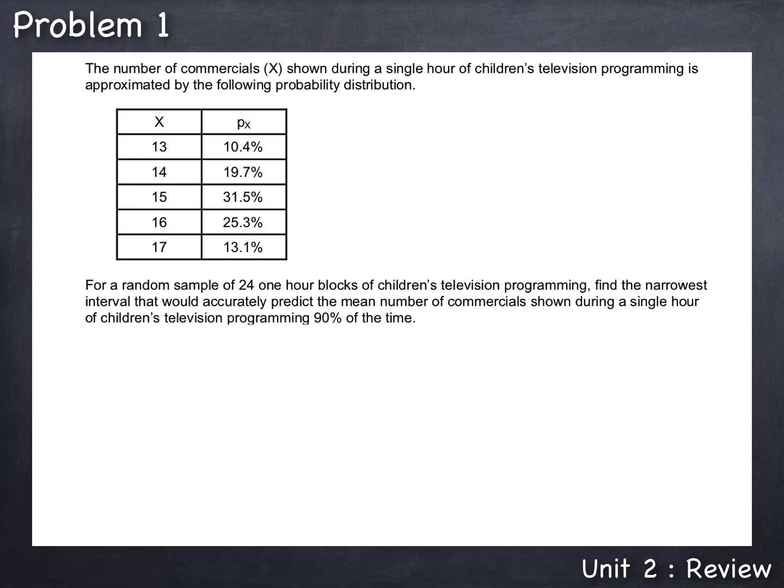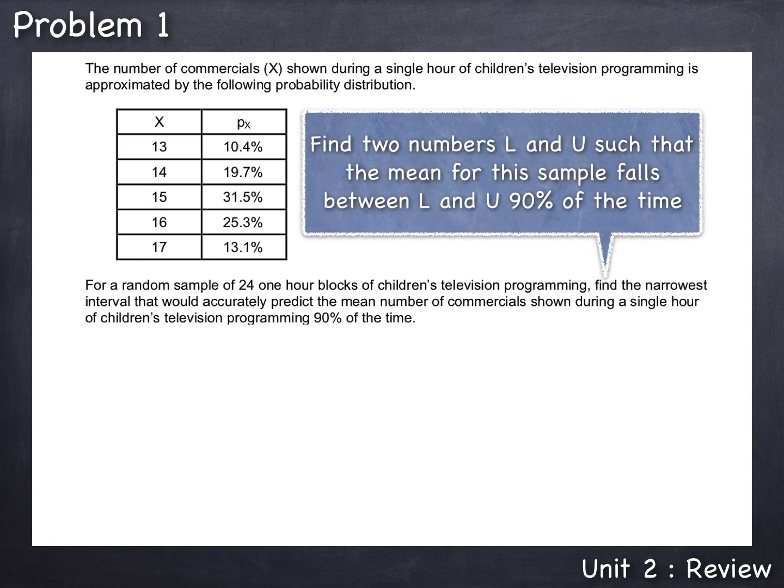So this problem is asking us to find the narrowest interval. An interval is composed of two numbers that range from some lower number, L, to some upper number, U. So what we need to do is find the two numbers, L and U, such that the mean for this sample falls between them 90% of the time.